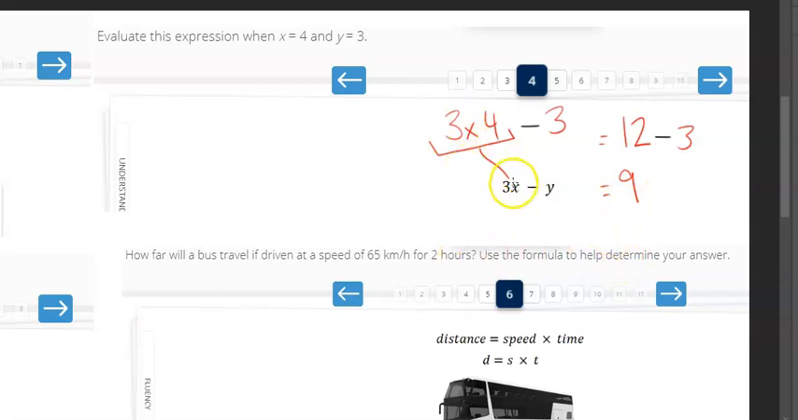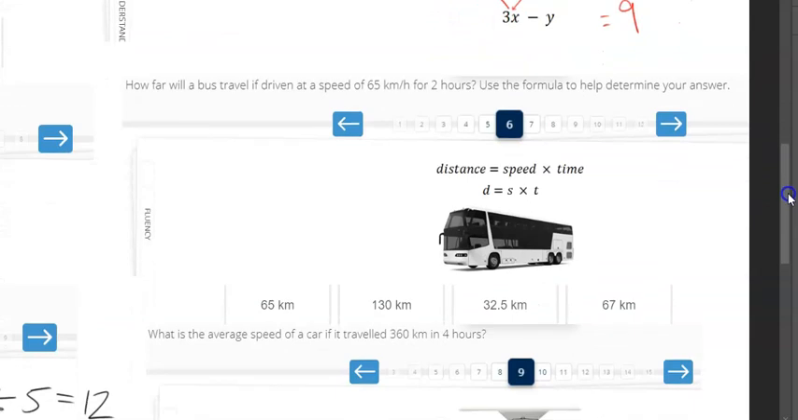Please make sure you don't do 34 take away 3, okay? Remember, there is that invisible times between the number and the letter.